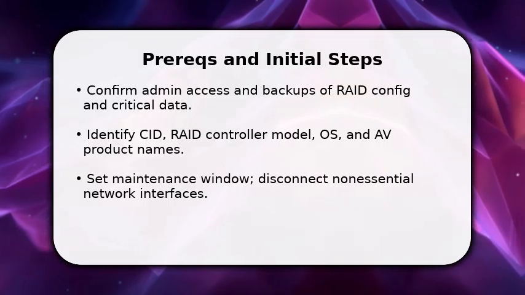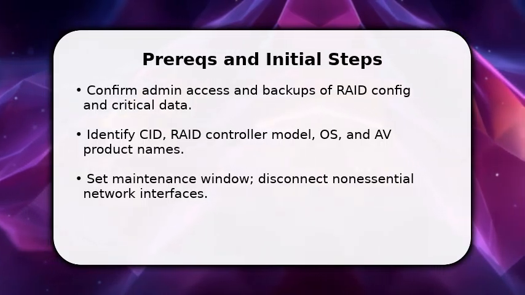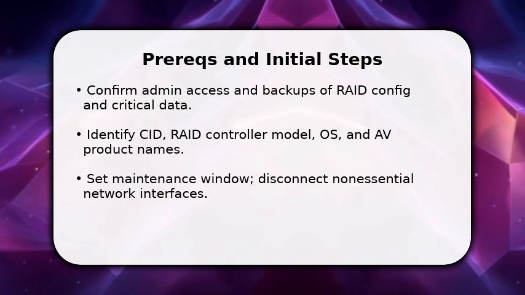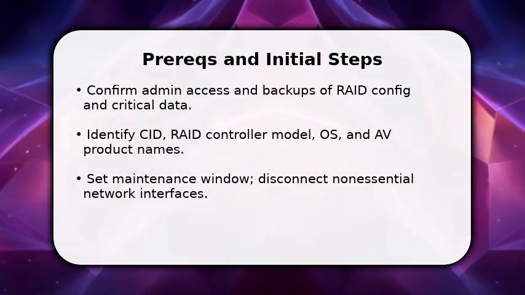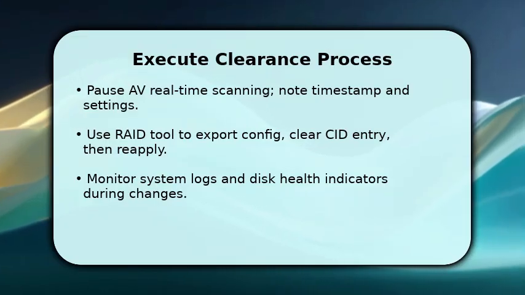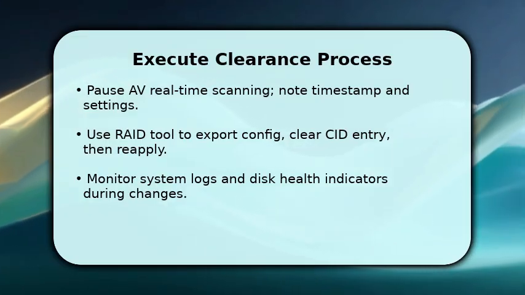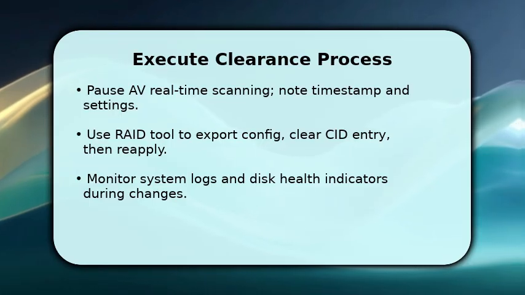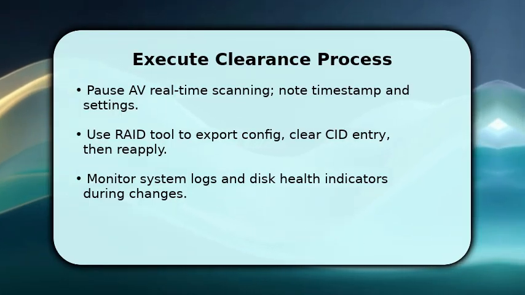Then open the RAID management tool and the antivirus console simultaneously so you can observe logs. This alignment prevents surprise. You now pause real-time antivirus scanning to prevent the AV from locking RAID metadata while you operate. Record the exact settings so you can restore them later.